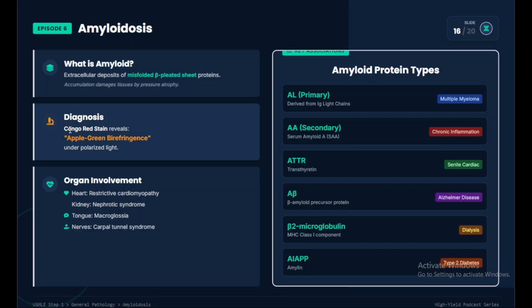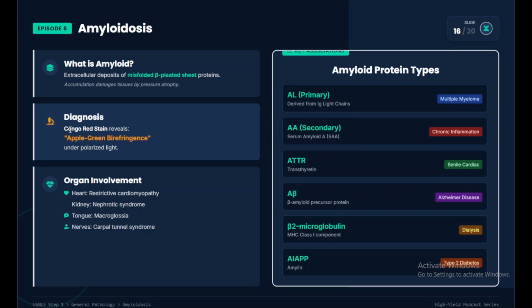Diagnosis is done by the Congo red stain. Amyloid appears salmon pink under normal light and apple green birefringence under polarized light. This is the diagnostic hallmark. Exam tip would be Congo red, apple green birefringence.